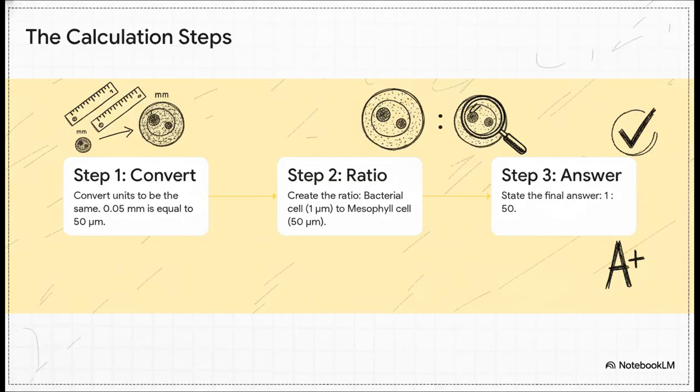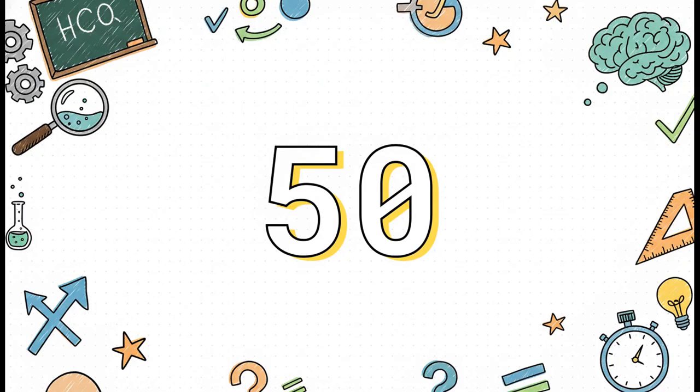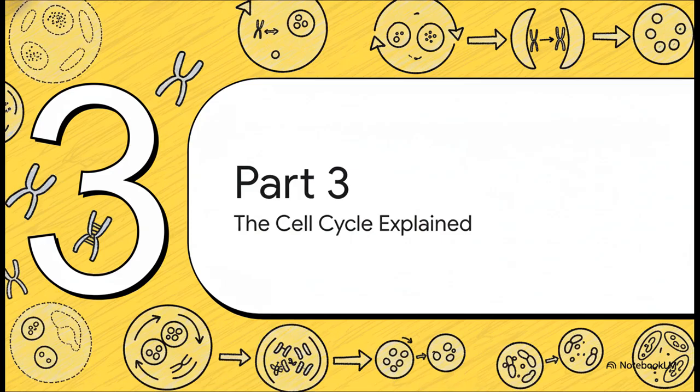First things first, we've got to make the units match. It's usually easiest to convert the bigger unit to the smaller one. So, since there are 1,000 micrometers in a millimeter, 0.05 millimeters becomes 50 micrometers. And get this, you get 1 mark just for showing that conversion. Now that they're both in the same unit, the ratio is super simple. It's 1 to 50. And for that second and final mark, all you need in the answer box is the number 50. It's a pretty simple calculation, but only if you spot that crucial unit conversion first. That's the key.